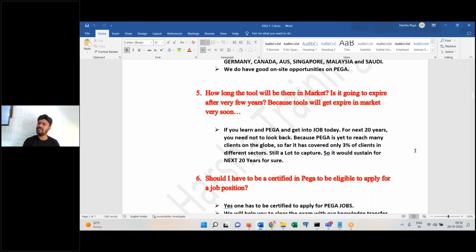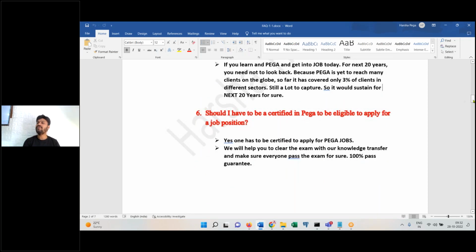So like this, Pega will be there forever. Don't worry about it, even though it is a tool. But for you, definitely the next 20 years, you can survive. And should I have to be certified in Pega to be eligible for a job position?